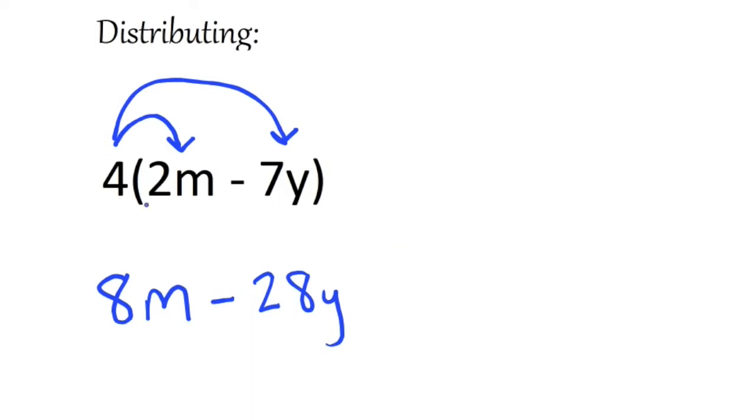And when I read a parentheses, I say times the quantity, right? When you're reading an algebraic expression that has a parentheses, you should say times the quantity. Okay, let's look at one more example. Here we have 3 times the quantity x plus 4y. Again, there's only one step: we have to multiply.